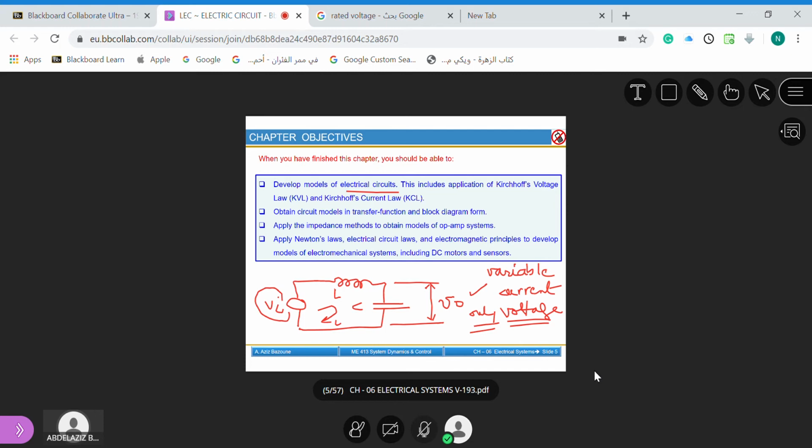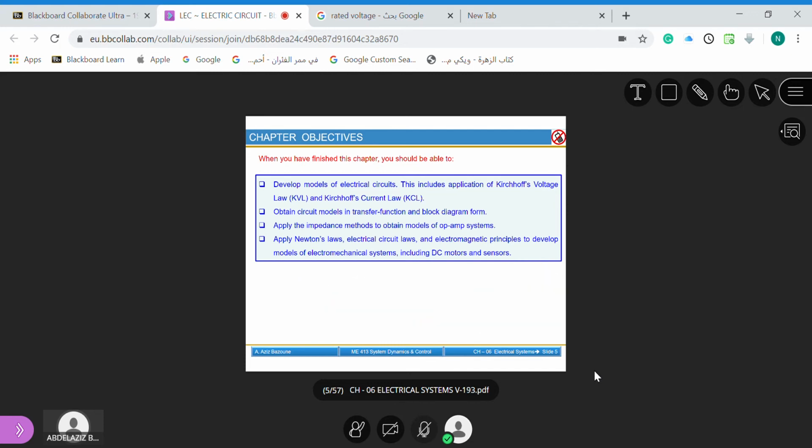So remember, we have the passive elements, the inductor, capacitor, and resistor, and the variables are either the current or the voltage. Like we did for the mechanical system, we had the spring, damper, and mass, and we were looking for the displacement or the force. They were the two variables. The force and the displacement were the two variables we were looking for.